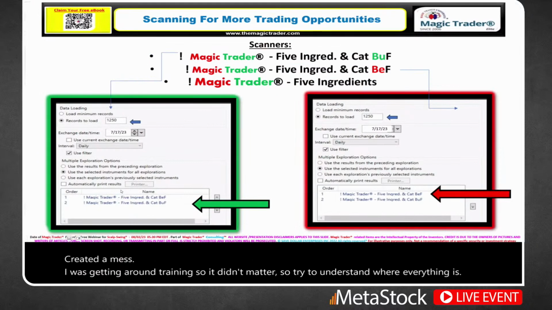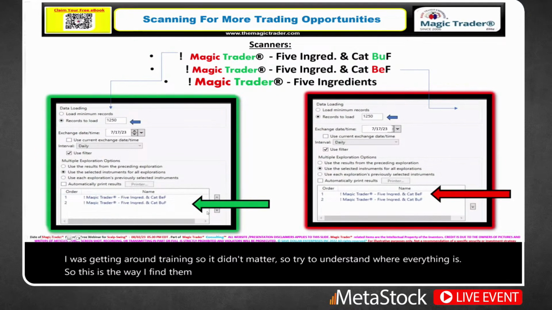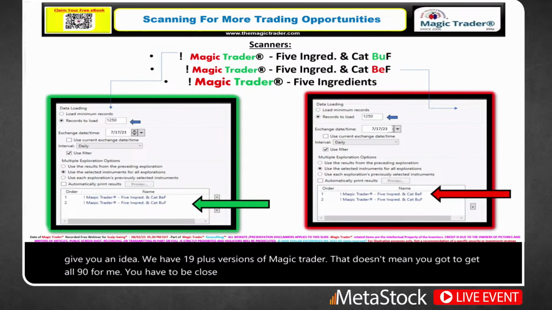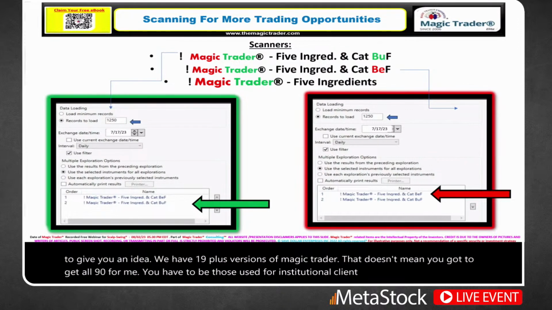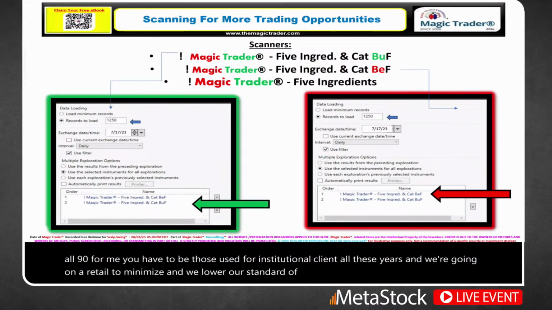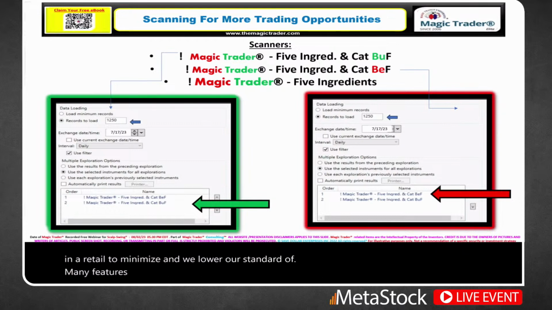So this is the way I find them. And the current version has it. We have advanced much more. And I want to give you an idea. We have 19 plus versions of Magic Trader. That doesn't mean you're going to get all 19. For me, it was used for institutional clients all these years. And we're going into retail to minimize, and we lower our standard of many features so it could be affordable and easier, right?